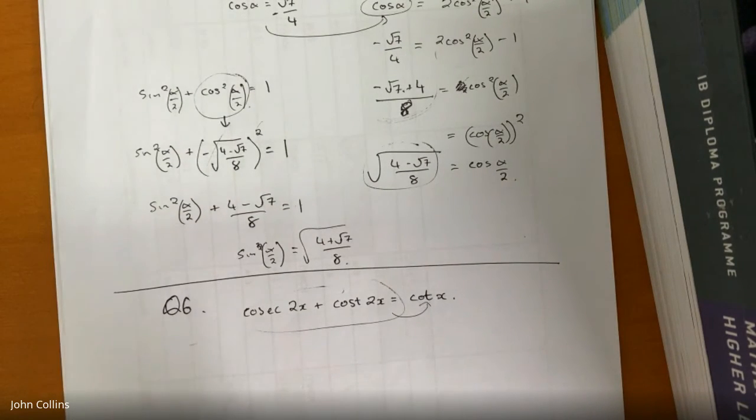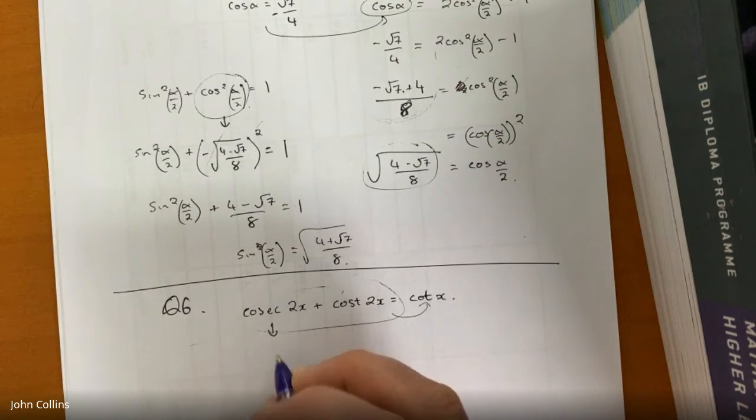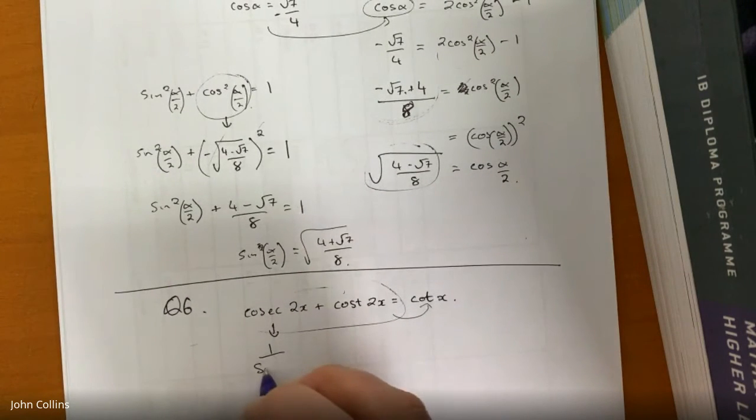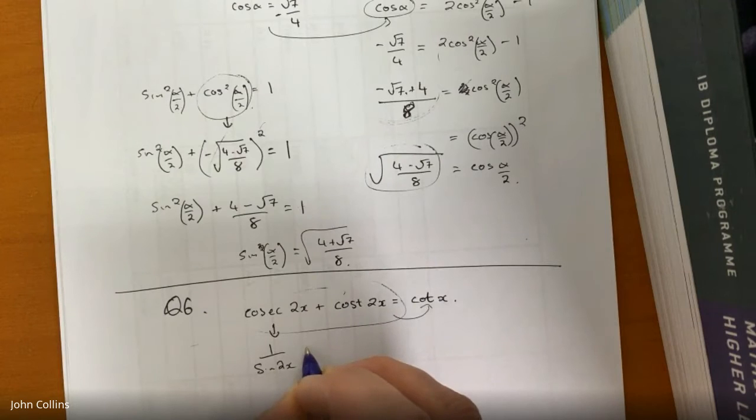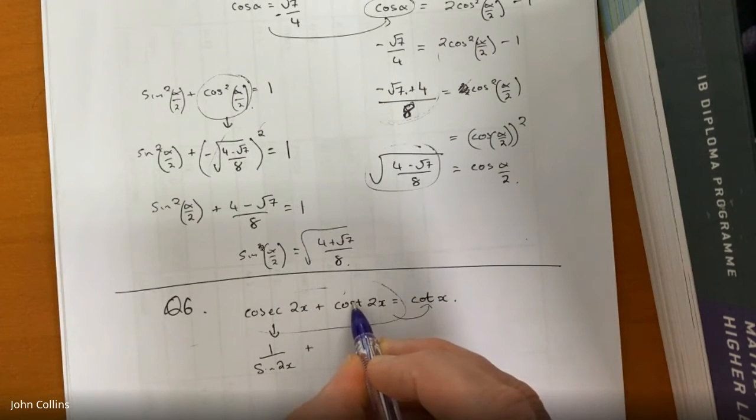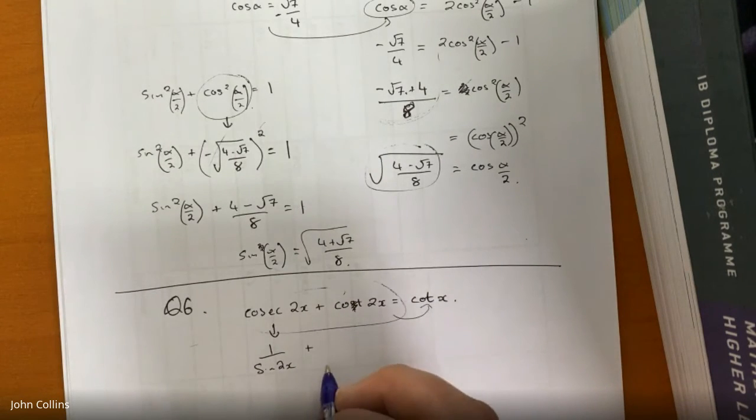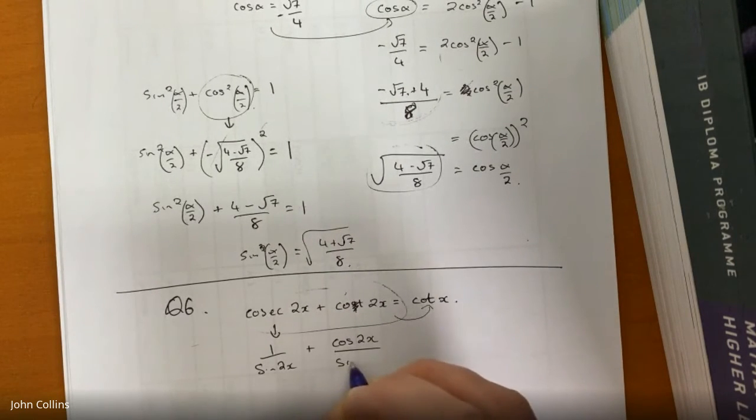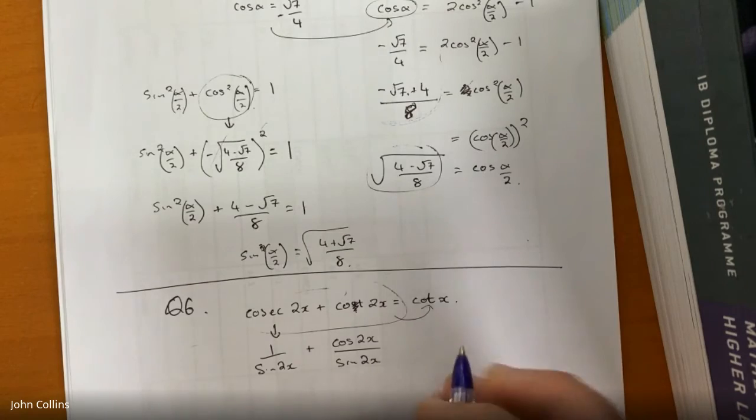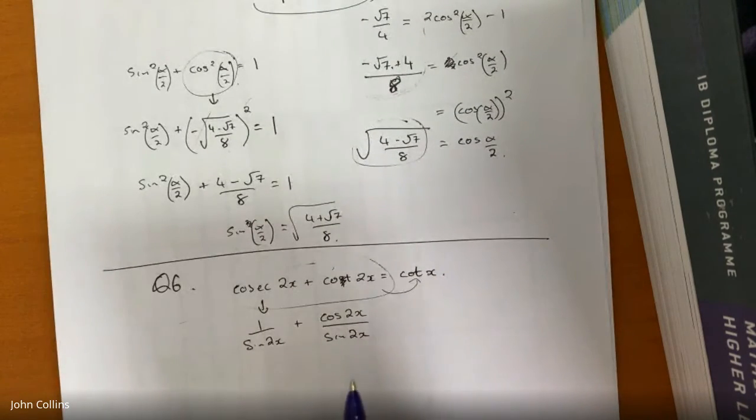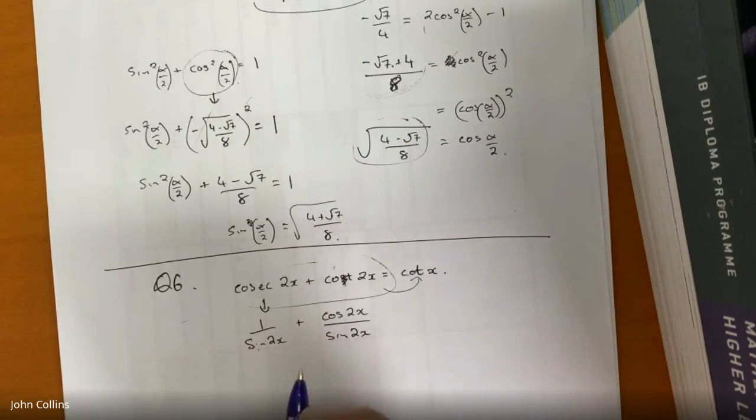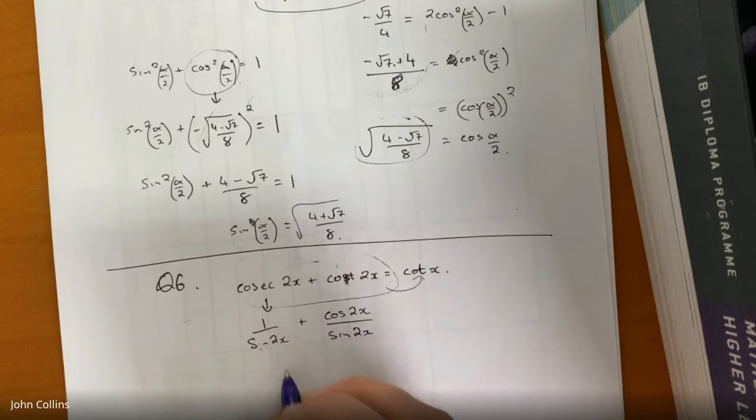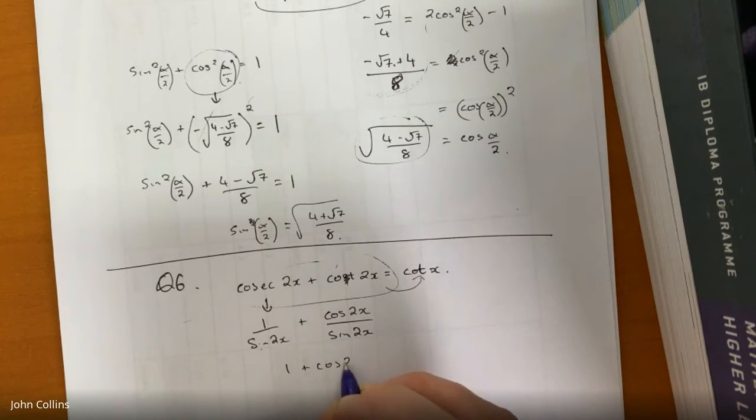So to show that, I'll better do it. So I turn that into 1 over sine 2x plus, what's that? Cot 2x. Plus cos 2x over sine 2x. So I'm trying to make it look like this. Common denominator is already here, so we're already ready to go. So that's 1 plus cos 2x all over sine 2x.